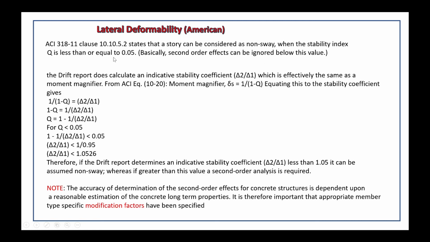So what does this mean? If the stability index Q is less than 0.05, you can consider the structure as non-sway, or in European countries they call it a braced frame.